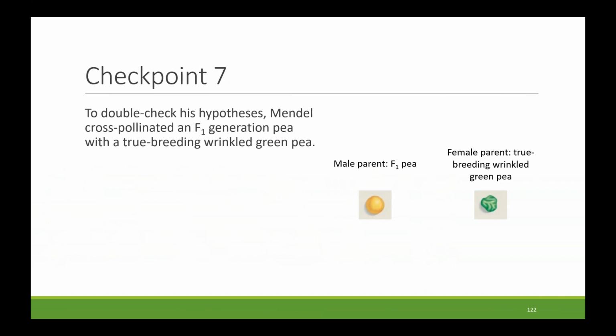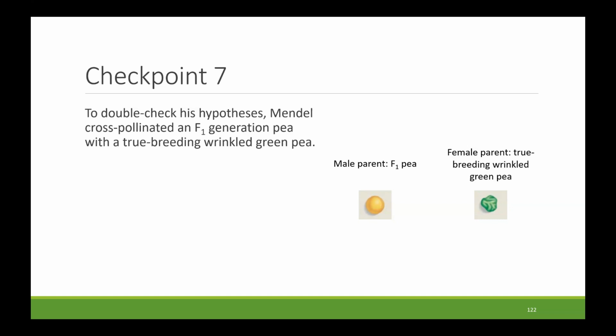So I now have another checkpoint for you, which is similar to the checkpoint that we did when learning about Mendel's first two laws. So just like in his first series of experiments, to double check his hypotheses, Mendel cross-pollinated an F1 generation plant with a true breeding wrinkled plant. We're going to simulate that cross in a 2-trait Punnett square and see what the offspring were expected to look like. But I don't want you to go all the way in this checkpoint.